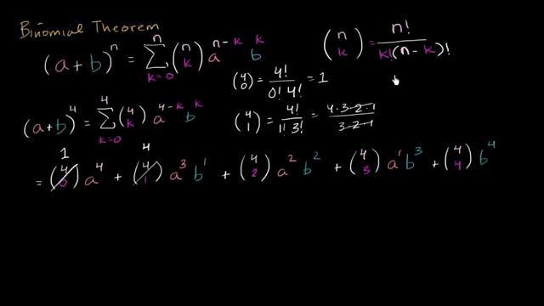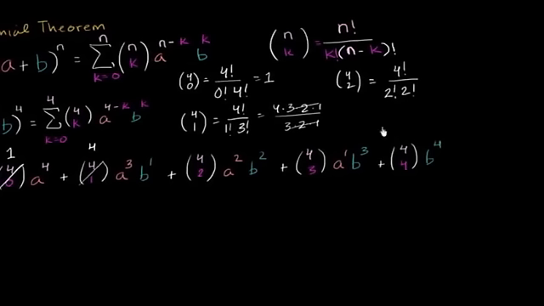Then we need to figure out what 4 choose 2 is. 4 choose 2 is going to be 4 factorial over 2 factorial times n minus k, 4 minus 2 factorial. So what is this going to be? Let me scroll over to the right a little bit. So this is going to be 4 times 3 times 2 times 1 over 2 factorial is 2, over 2 times 2. This is 2, this is 2. So 2 times 2 is the same thing as 4. We're left with 3 times 2 times 1, which is equal to 6. So that's equal to 6.